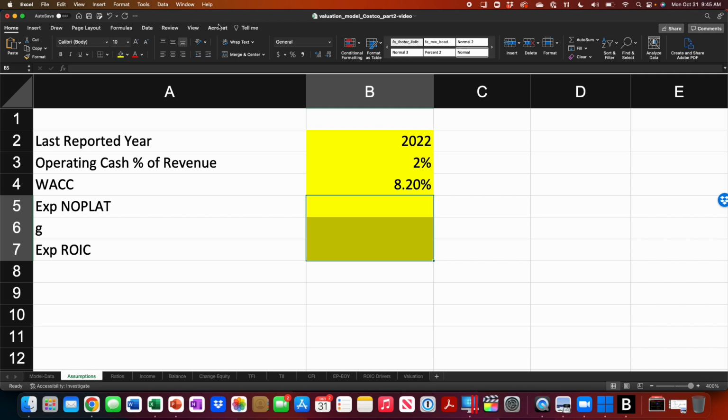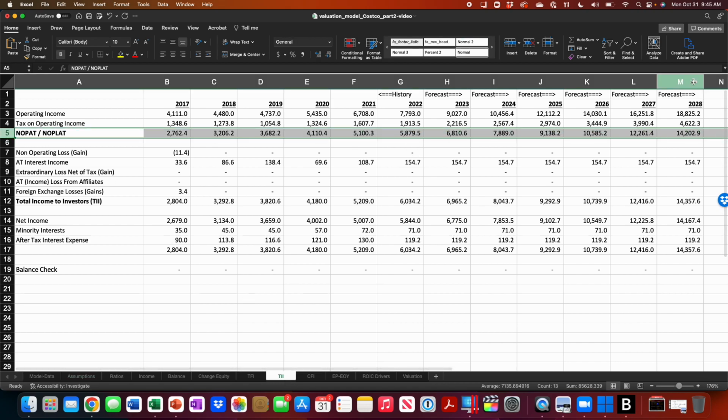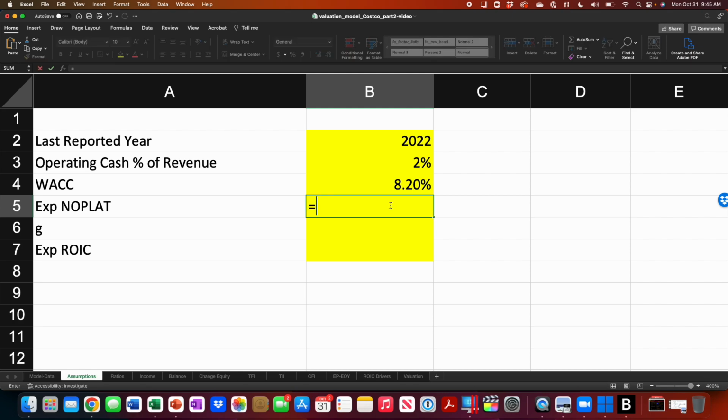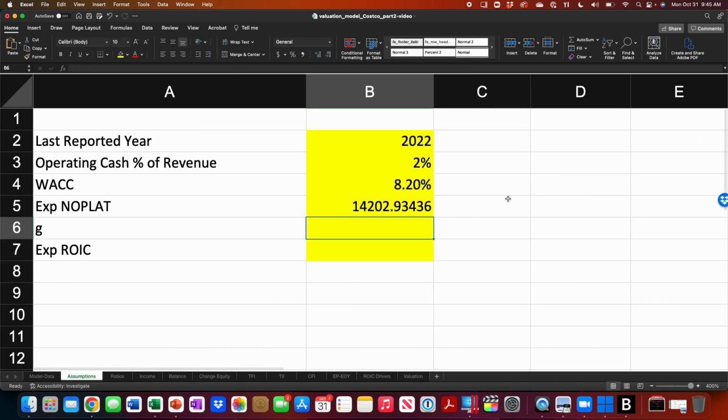Well, for my expected NOPLAT, what I'm going to do is we have a forecast for NOPLAT off of TII. It's right here, row 5. So I'm going to use the perpetuity value, which is column M, NOPLAT, as my starting point. Okay? That's my expected profit in year 6. So, valuation, assumptions, equals, from the TII, M5. And again, just to be consistent, I'll make this 1 decimal place.